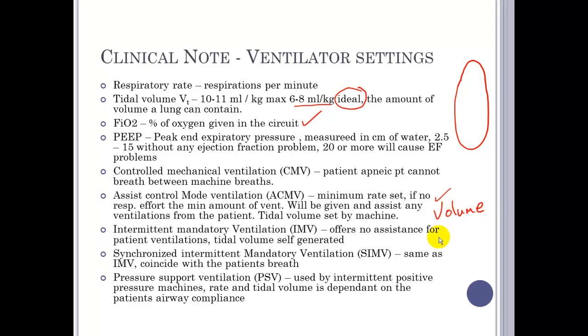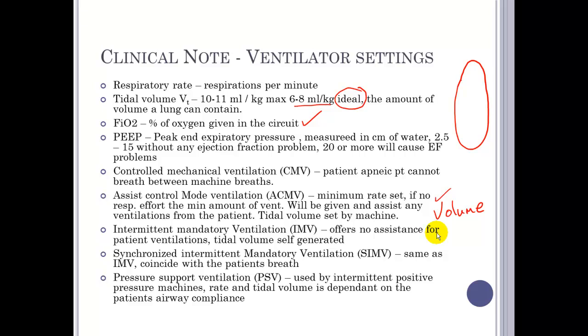In assisted control mode. Intermittent mandatory ventilation, or IMV, offers no assistance, so you can't have people that are completely paralyzed or can't breathe on their own on an IMV. They have to initiate it. For patient ventilations, tidal volume is self-generated. So these people are going to essentially have a pressure trigger on this type of ventilation. So whenever they initiate the actual ventilation, the machine will assist them.